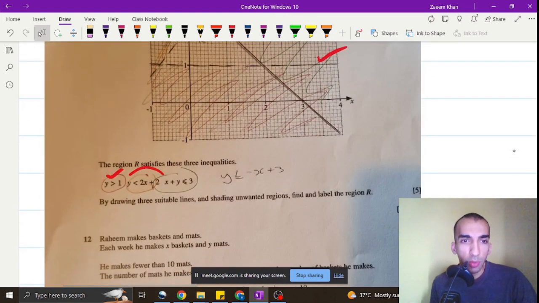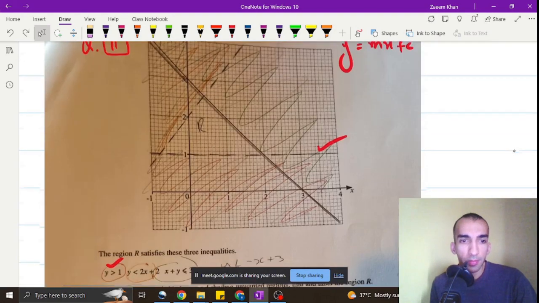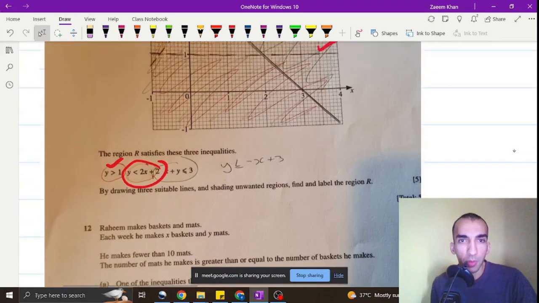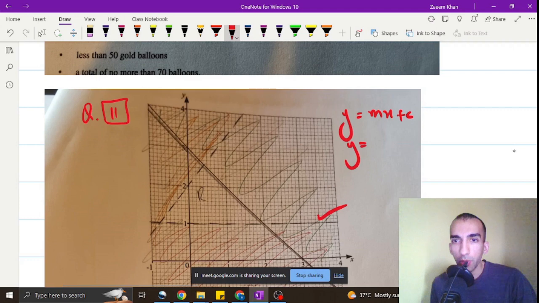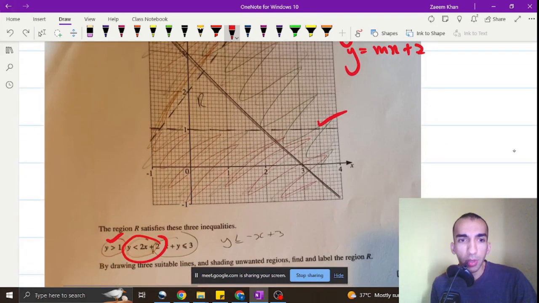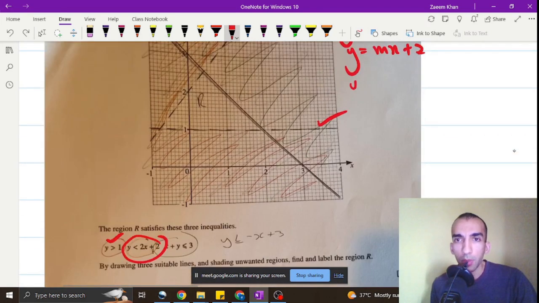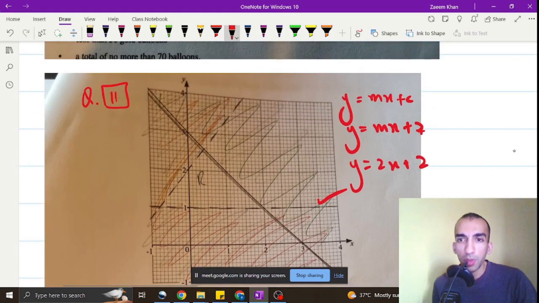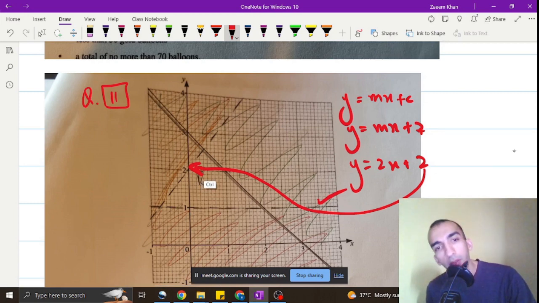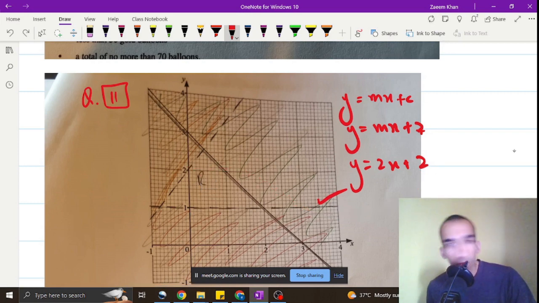What's the y intercept over here? 2. I can write y equals mx plus 2. Now I still need to figure out what the value of m is. In fact, I already have that. It's 2, right? I'm going to plug that in. y equals 2x plus 2. Now this 2 represents the fact that it will cut the y-axis at the number 2. That's perfect.